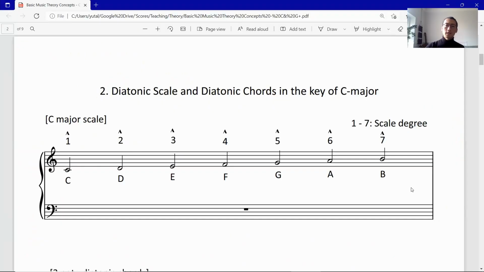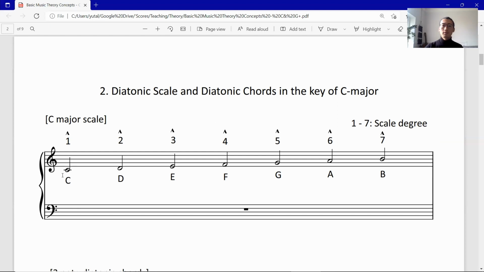To understand the intervals, I would like to show this scale, which is a C major scale. Sounds like this. So starting from C, you can play all the white keys on the piano, and then you get the C major scale. We can find the intervals in that scale.